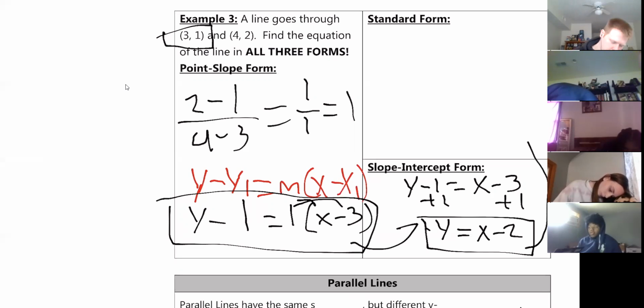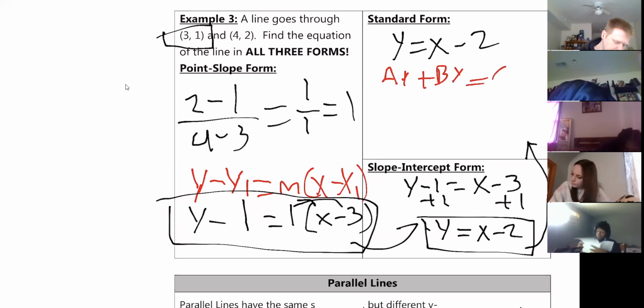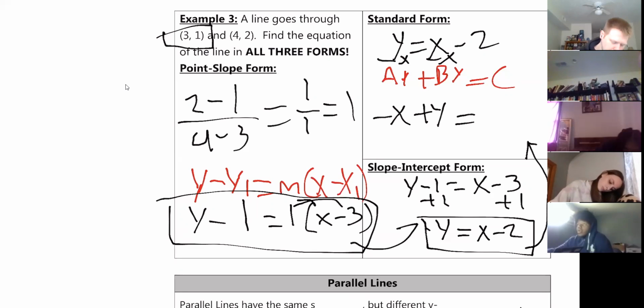So then to get it into standard form, I'm just going to rewrite the slope-intercept form we just got. But remember, standard form is ax plus by equals our constant. So we just want to move the x's over. So it would be negative x plus y equals negative 2. And for me, I think that's good.